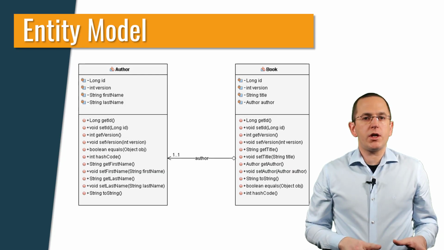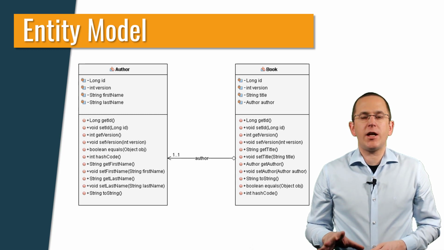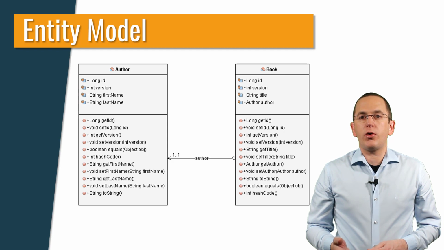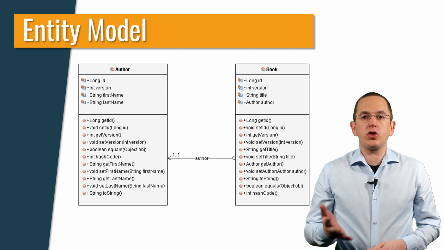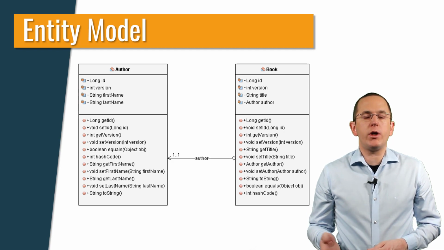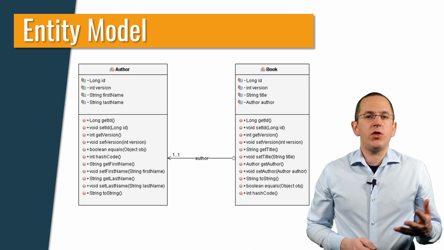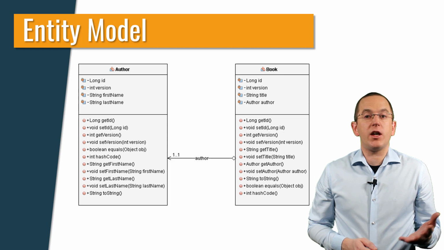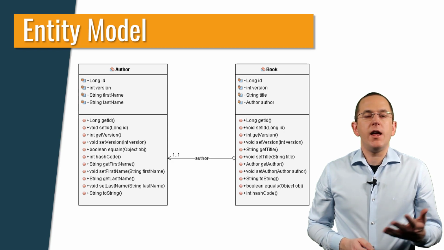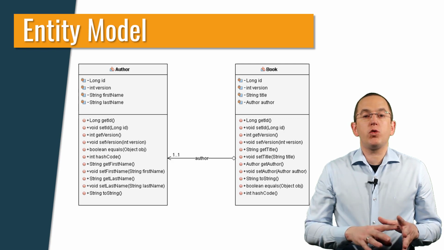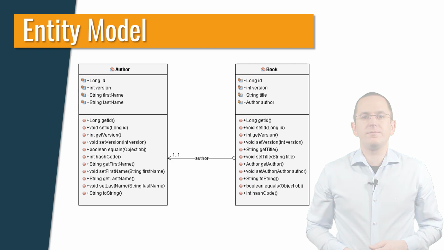Okay, before we dive into the mappings, let's have a look at the entity model that we will use for the examples. We used the author entity with an ID, a version, a first name, and a last name already in the first video of this series. For the more complex mappings, we need the additional book entity, which has an ID, a version, a title, and a reference to the author. To keep it simple, each book is only written by one author.